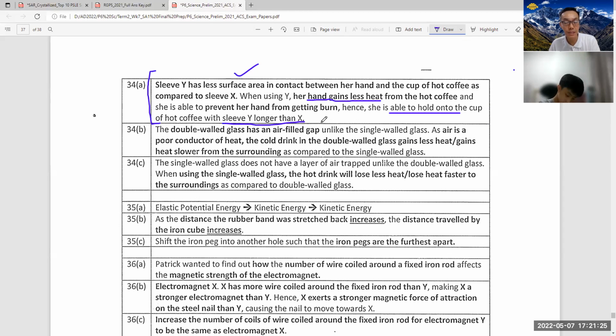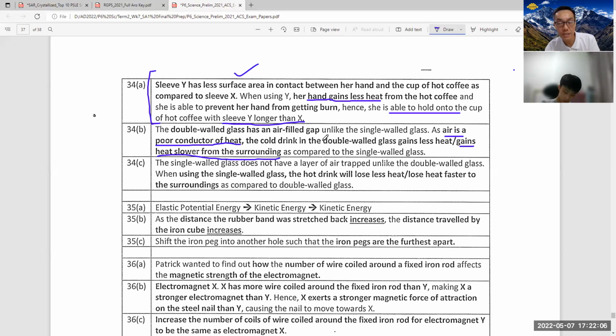Then part B, the double glass wall one. The double wall glass has an air-filled gap. This one is important: air is a poor conductor of heat. This is a property. So the cold drink in the double-walled glass gains heat slower. I prefer you write this one: gains heat slower from the surrounding as compared to the single-wall glass. So you must mention air is a poor conductor of heat, then it would allow the cold drink to gain heat slower from the surrounding compared to the single-walled glass.